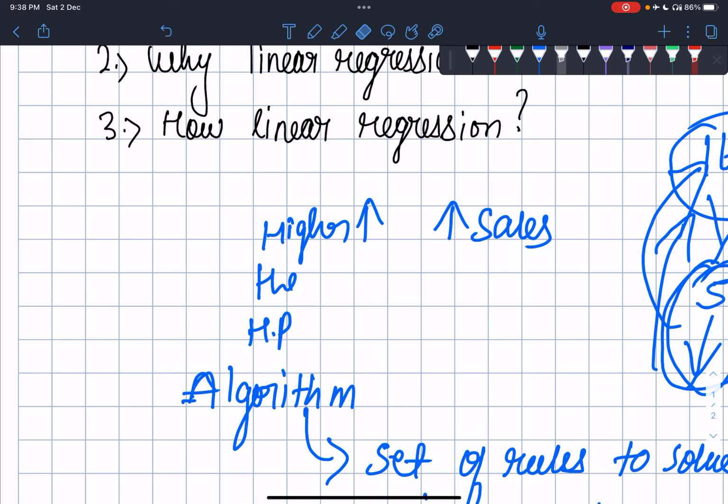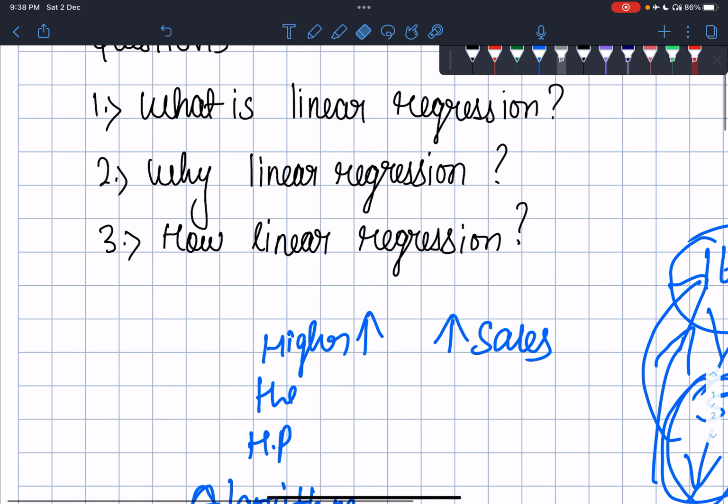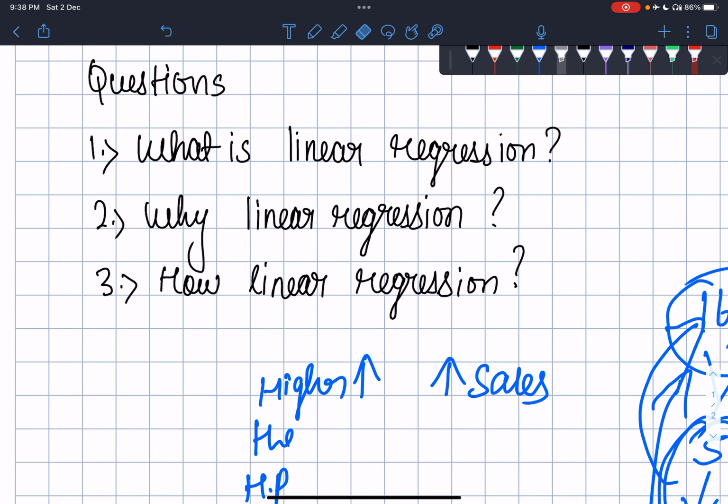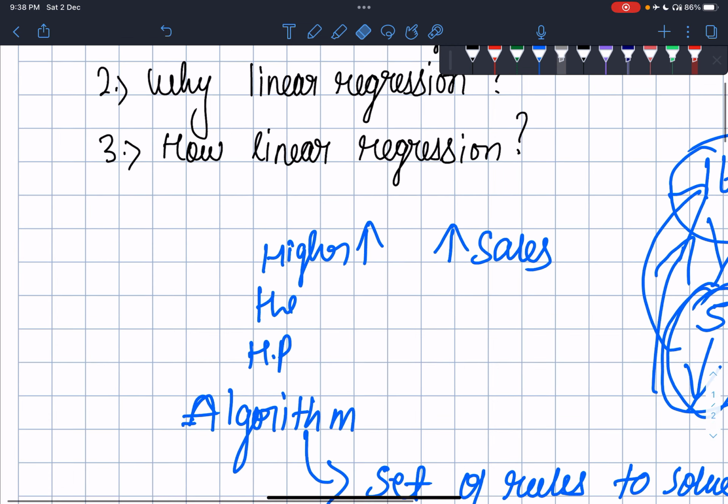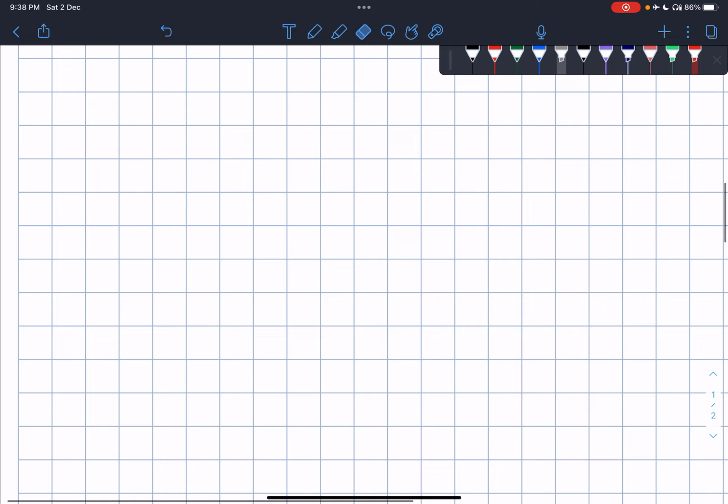Linear regression is a method in statistics. In machine learning, in the terms of statistics, it is a method to get the relationship between the variables, the dependent variables. We can say that it is a statistical method that allows us to summarize and study the relationship between two quantitative continuous variable features.